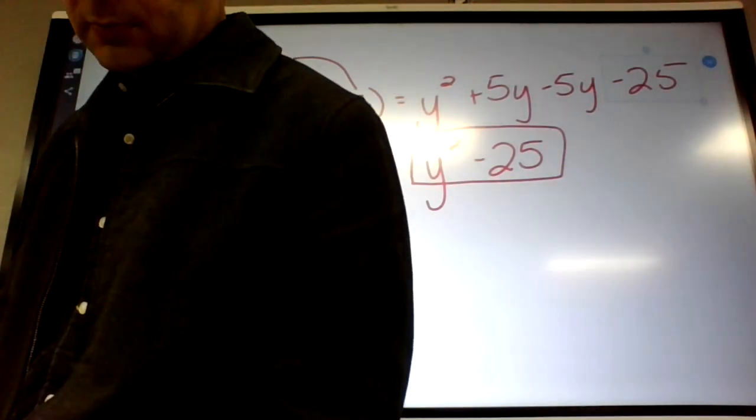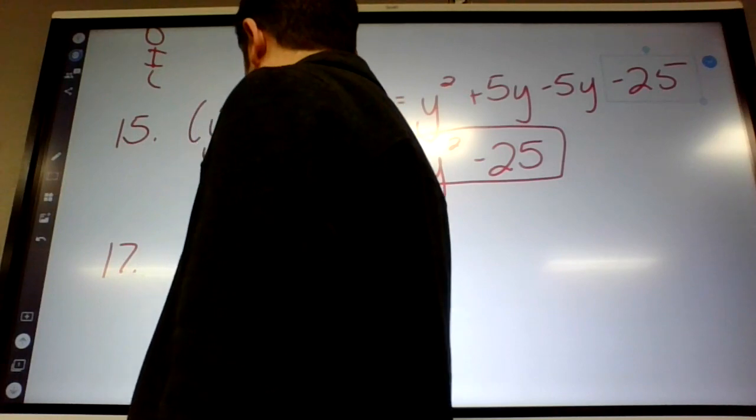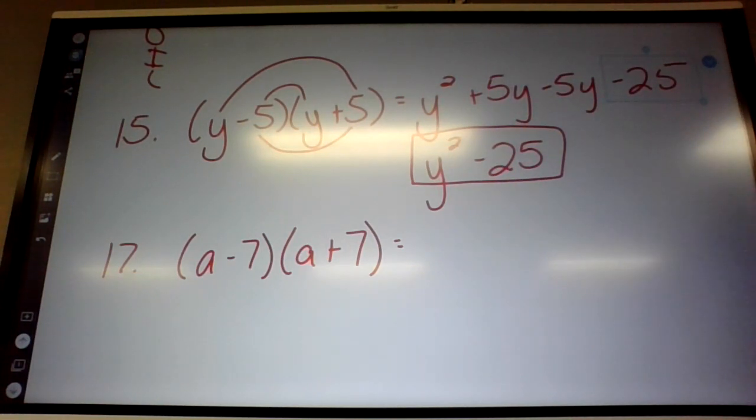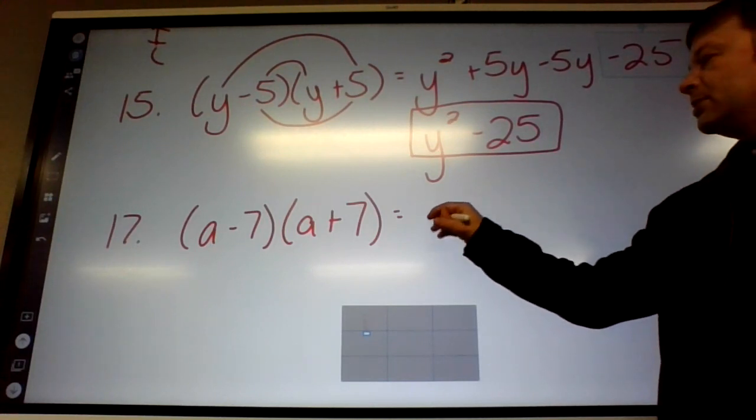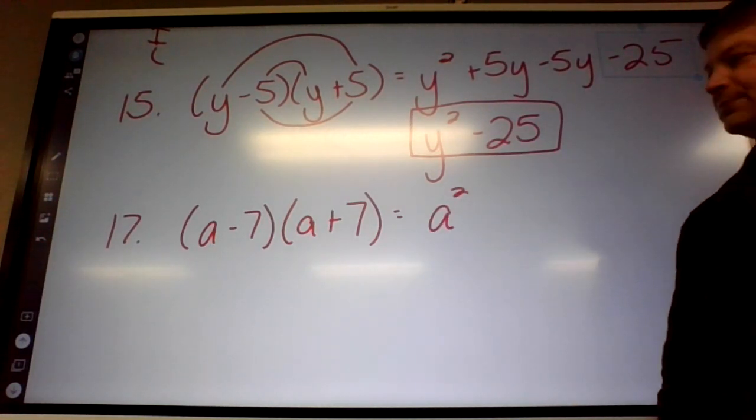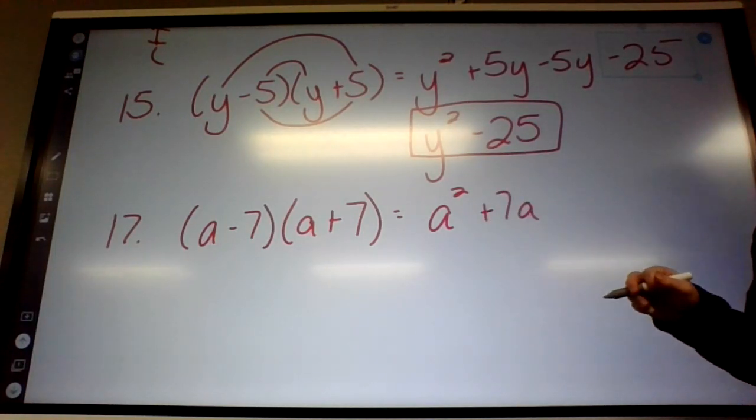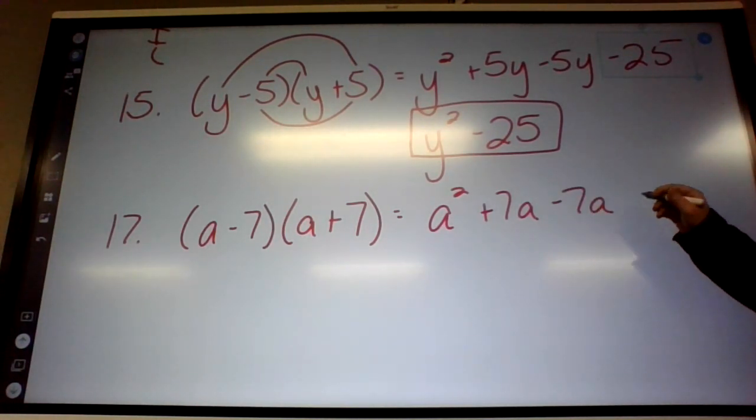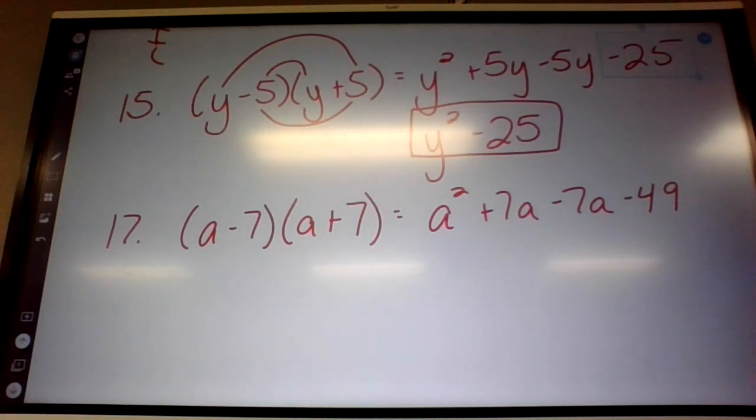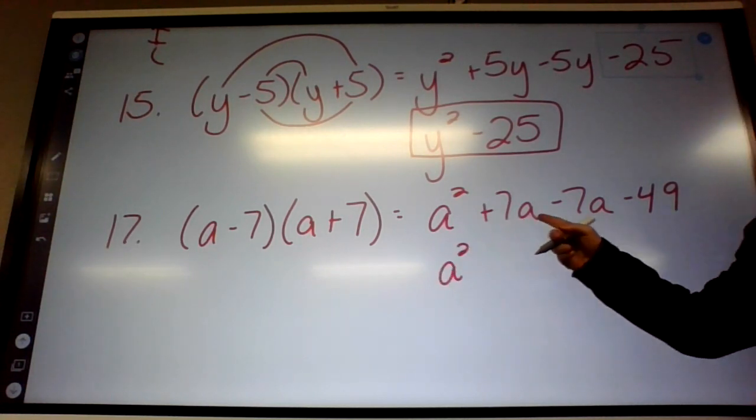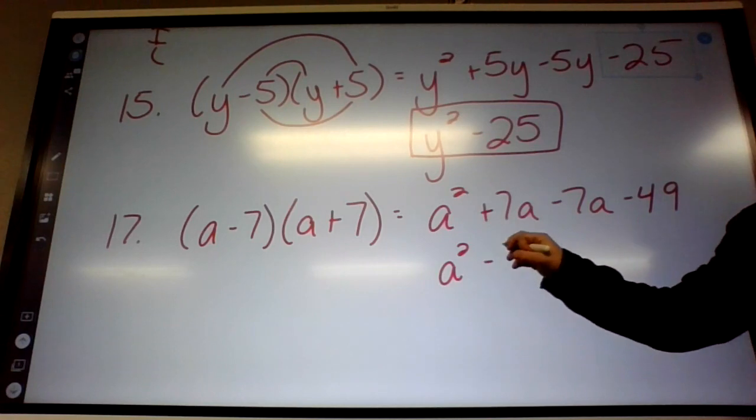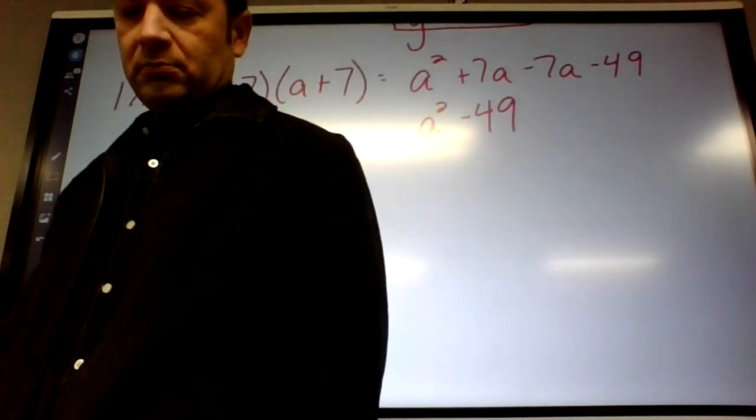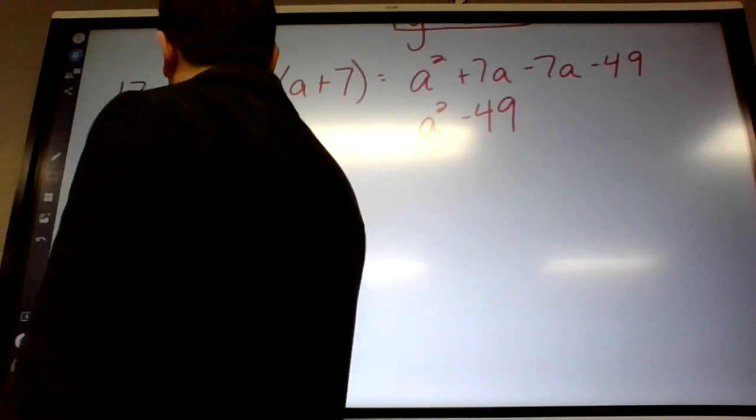Number 17. Is that going to happen on this one? All right, Manny, what's the first going to be? A squared. Outside, A, 7a. Inside, negative 7a. And the last is negative 49. Okay, 7a minus 7a is 0. So it's just a squared minus 49. Okay, is that going to happen on this one?